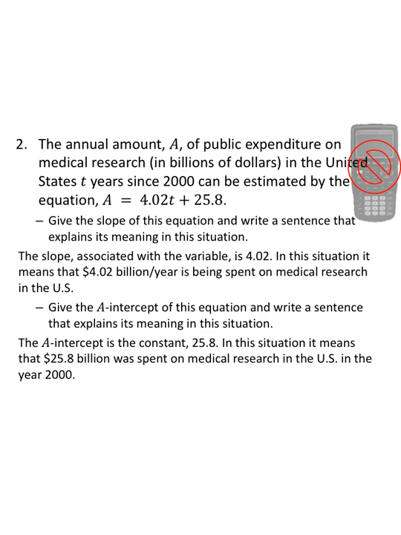The A-intercept is the constant. It's the part that doesn't have the variable, 25.8. In this particular situation, what does it mean? When t is 0, so in the year 2000, at 0 years past 2000, the annual amount of public expenditure on medical research is $25.8 billion. So it means that $25.8 billion was spent on medical research in the United States in the year 2000. All right, good job.